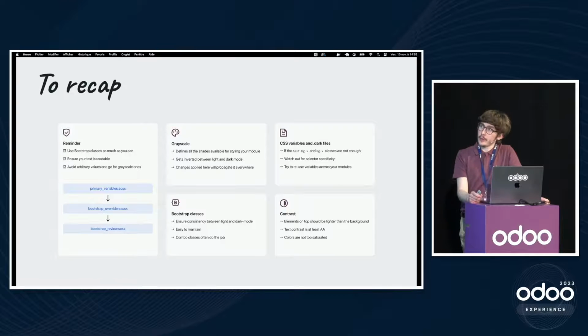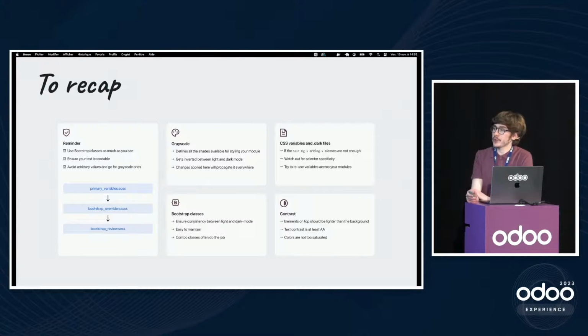For the CSS variables, you might want to use them, as I said, if the text background or background properties are not enough. But something I forgot to mention is that you have to be as specific for the selector as you are in light mode. So if you define your variable within the dark mode with a specific class that you target, you have to replicate it in the dark mode.